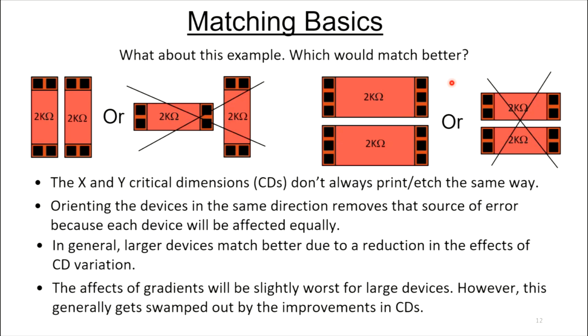We did talk about gradients across the wafer. There is going to be a gradient, and these larger components are going to see a little more of that gradient, but typically that's swamped out by the improvement in CD variation.